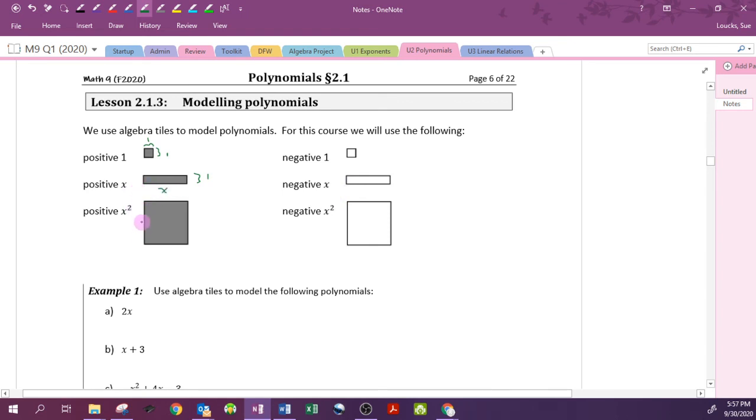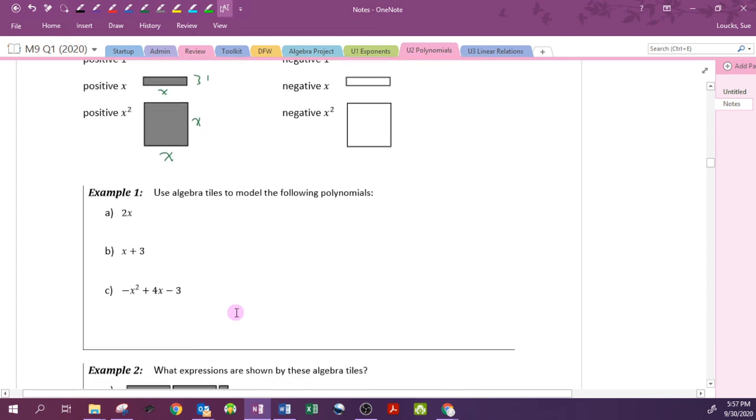And then if we draw a bigger square, which is x on this side and x on this side, this is an x squared tile. This is x times x. And then this is a negative x squared tile. So right now, all we're going to do is use algebra tiles to model some polynomials.